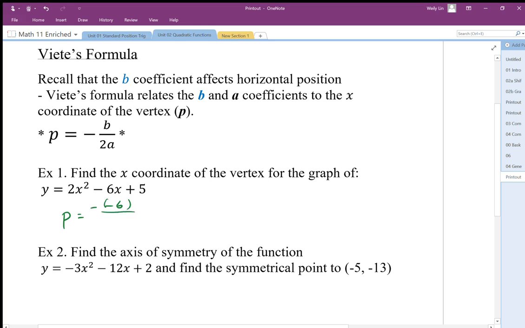And I want the negative of -6 divided by 2 times a, and this a is equal to... sorry, a is equal to 2. So negative times negative is positive, so I end up with 3 over 2, which is 1.5. I essentially can solve for the x coordinate of the vertex. Now, if I want to find the y coordinate, all I need to do is plug that in.